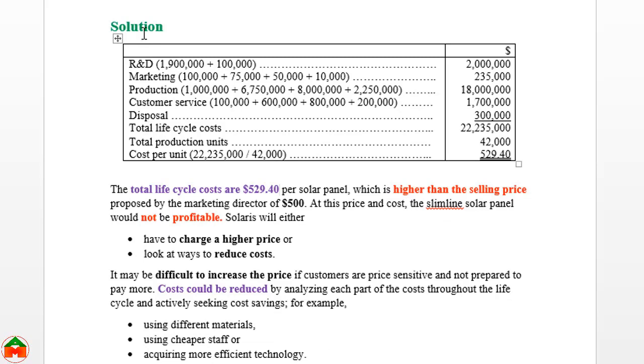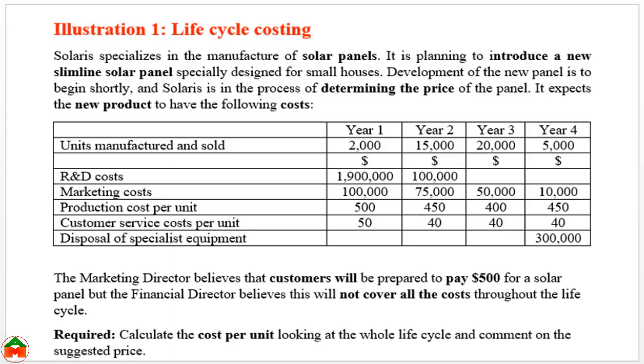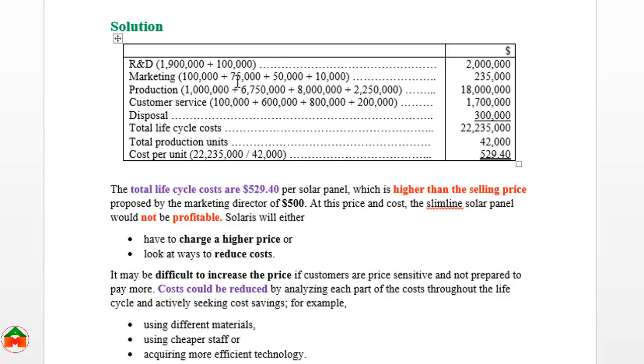We need to calculate all the cost. We can see R&D cost. From the question we can see our R&D cost is 1,900,000 in the first year and 100,000 in the second year. We have shown it, and after adding we can see the total is 2 million.